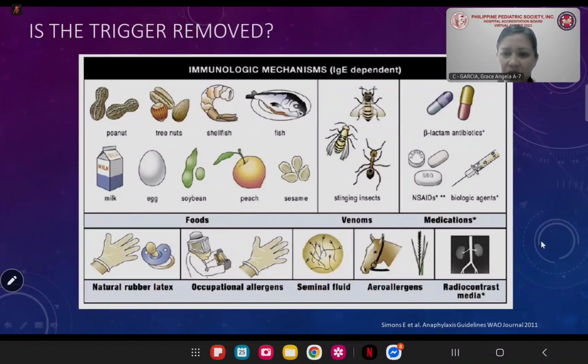Eventually in your internship, when there are procedures, especially MRIs, where radio contrast media would be needed, that's the reason why you would accompany the patient, because in case of anaphylaxis due to the radio contrast media, you would know what to do.